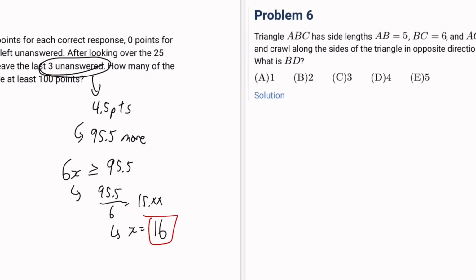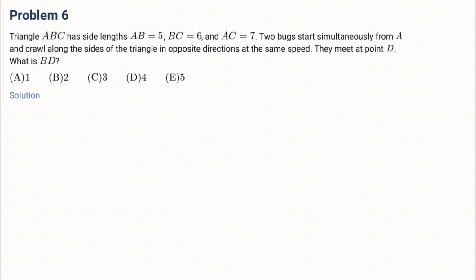It's D. Number 6, triangle ABC has side length AB equals 5, BC equals 6, and AC equals 7. 2 bugs start simultaneously from A and crawl along the sides of the triangle in opposite directions at the same speed. They meet at point D.